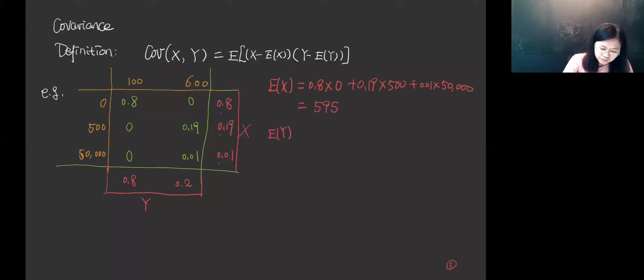The expected value of Y can also be obtained this way by taking the average of these two values with the weights given by the probability mass function. So EY is 0.8 times 100 plus 0.2 times 600, and that gives us 80 plus 120, which is 200. Now that we have EX and EY, we can plug in the expectation formula for this product and get the covariance.